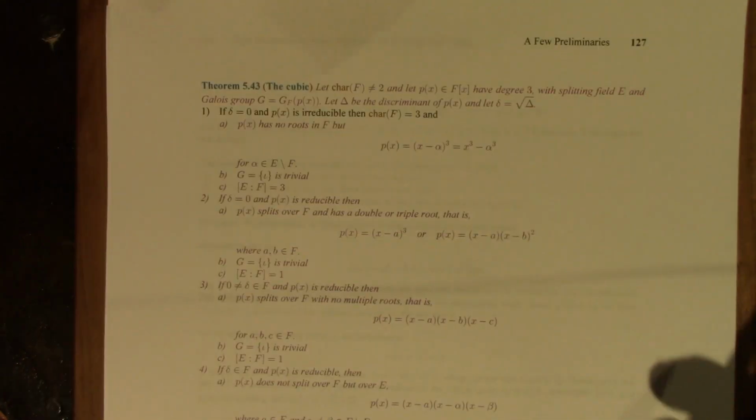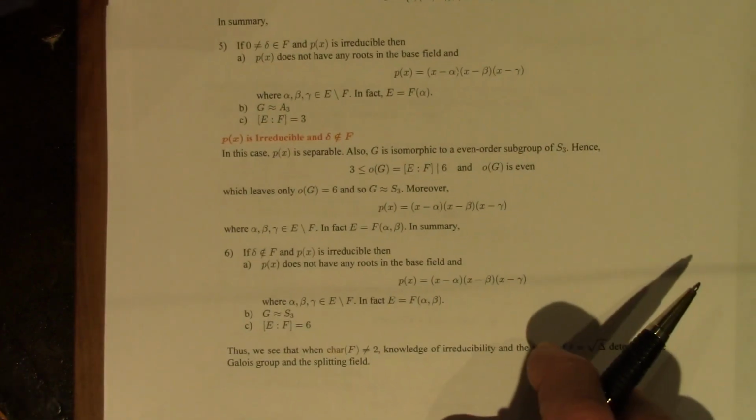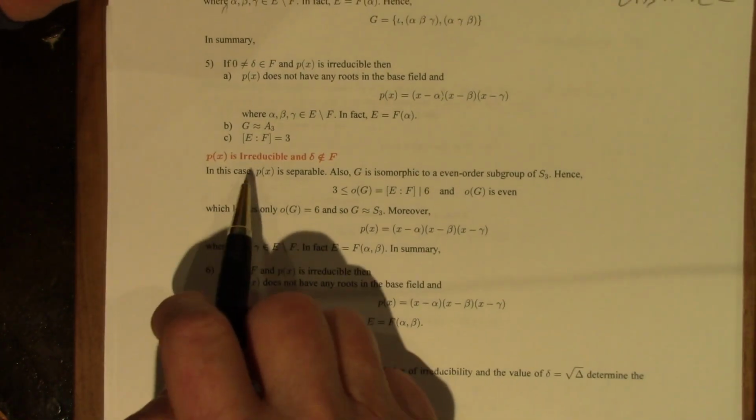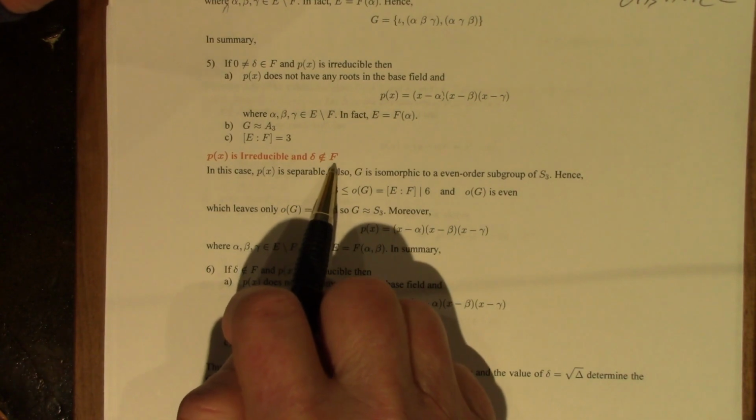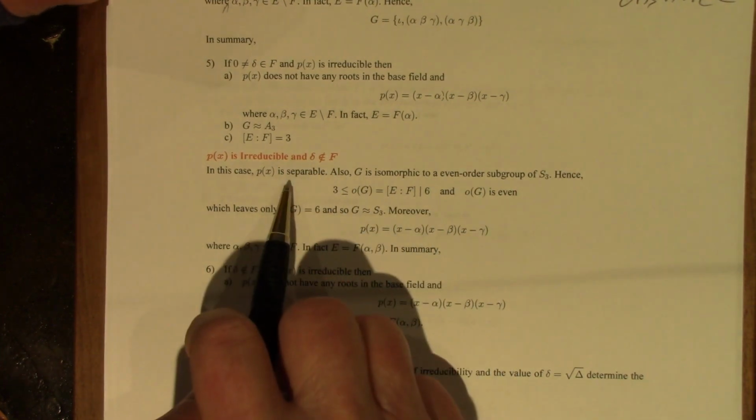How many more do we have to go? Just one more. Okay. P of x is irreducible, and delta is not in F, so P of x is separable.